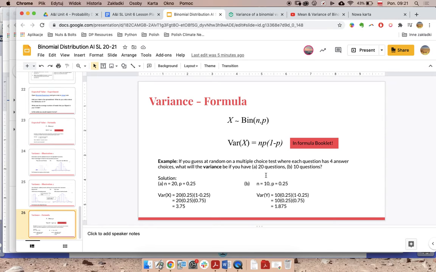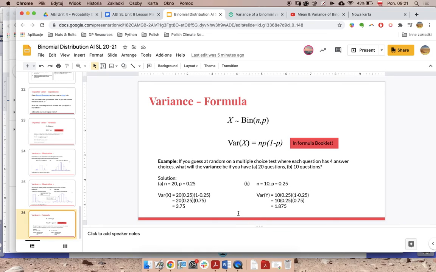If instead we've got 10 questions instead of 20 questions, you can imagine there's fewer questions, so there'd be a smaller spread in your possible outcomes for how many questions you get correct. And indeed, when we calculate the variance here, p is still the same, so we still have p times 1 minus p, this time times 10, and we end up with half the variance that we previously had.